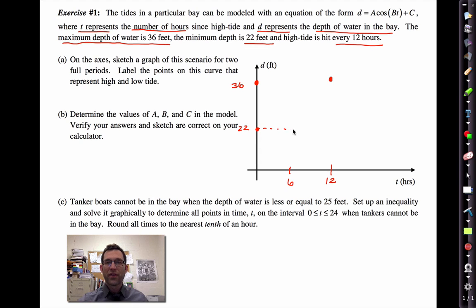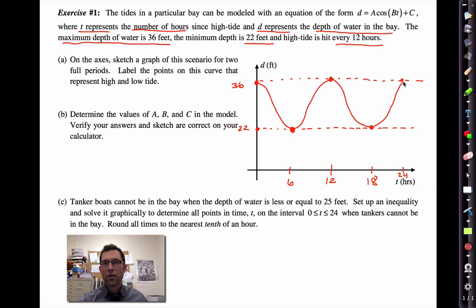Maybe I shouldn't put a dot there. In fact, maybe what would be helpful is almost some dashed lines at the high tide and the low tide, right there. Of course, we can also say that after 18 hours, we would be hitting low tide again. And after 24 hours, we'd be back up to high tide. So it's going to look something like this. All right, there's our graph.